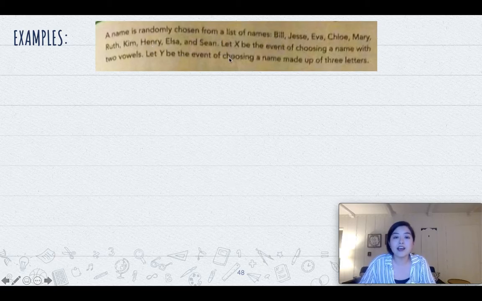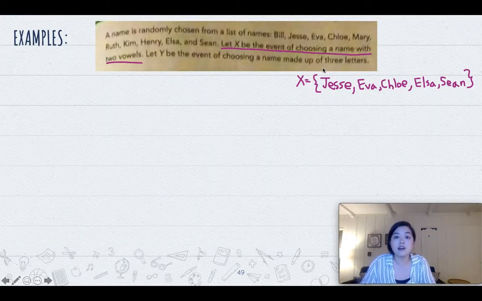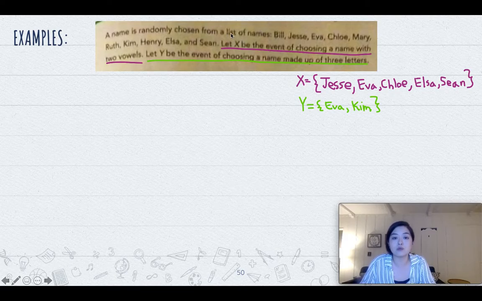Now, we're going to let X be the event of choosing a name with 2 vowels. Remember, vowels are A, E, I, O, U. So here's 2 vowels, here's 2 vowels, here's 2 vowels, here's 2 vowels, and here's 2 vowels. So it's Jesse, Ava, Chloe, Elsa, and Sean are the outcomes for X. Now, Y's outcome is choosing a name made up of only 3 letters. So only 2 names have 3 letters, Ava and Kim.